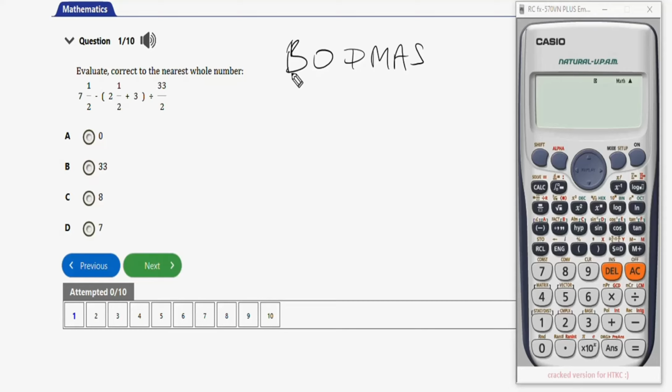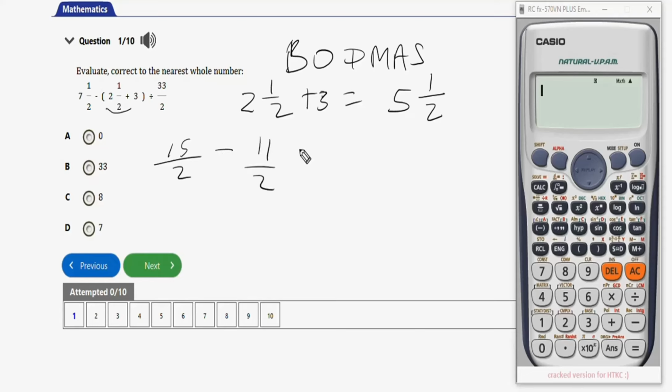From BODMAS, we have the B, which is a bracket. That means we need to simplify what we have in the bracket. So in the bracket, we have 2 whole number 1 over 2 plus 3, which equals 5 whole number 1 over 2. Let's put everything in improper fraction. So we now have 7 times 2 is 14, 14 plus 1, that's 15 over 2, minus 5 times 2 is 10 plus 1, that's 11 over 2, divided by 33 over 2.